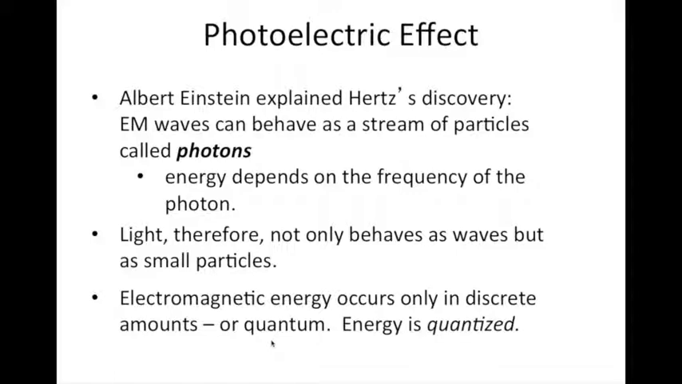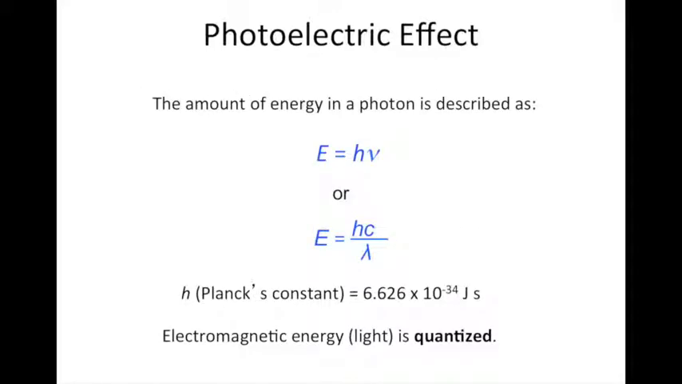So Einstein hypothesized that the electromagnetic energy occurs in discrete bundles or quantum, which he, of course, called the photon. So energy is quantized.